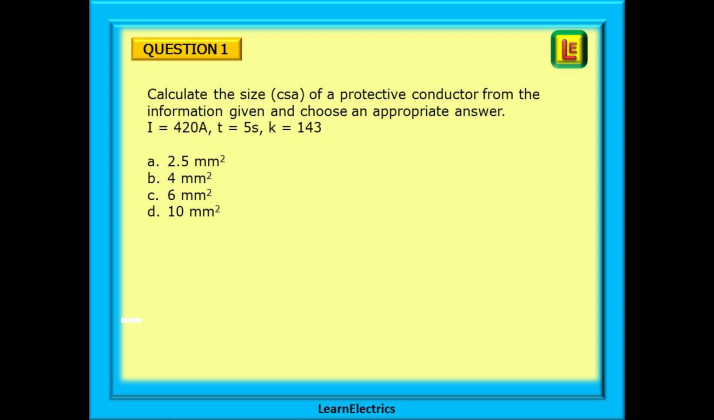OK, now it's your turn. With each question, pause the video, read the question, and then calculate and choose your answer. When you are ready, restart the video, and the answer along with how we worked it out are given. Question 1 asks us to calculate the size or CSA of a protective conductor from the information given and choose an appropriate answer. I is 420 amps, T is the time at 5 seconds, and K is 143. Again, there are 4 choices of answer. Pause the video, find your answer, and then restart the video to find the method and the correct answer.